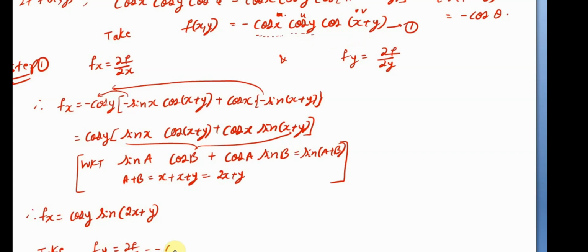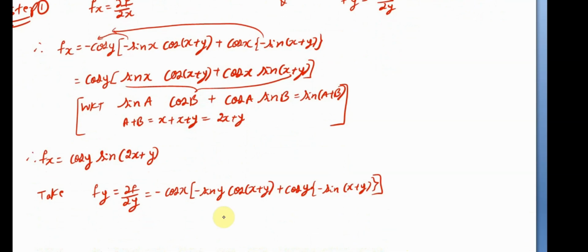So now I will differentiate this. Now I will keep minus cos x as it is. Now differentiate cos y, it will become minus sin y. I will keep v as it is, that is cos(x + y), no change. The next I'm going to keep cos y as it is, and differentiate cos(x + y), it will become minus sin(x + y). So this is what we get, the differentiation partially with respect to y.